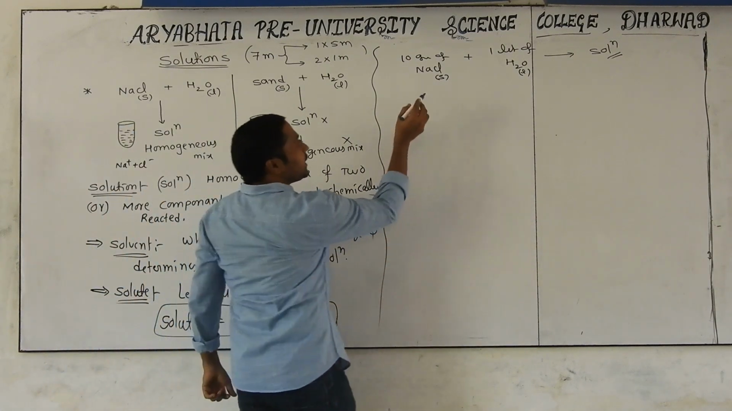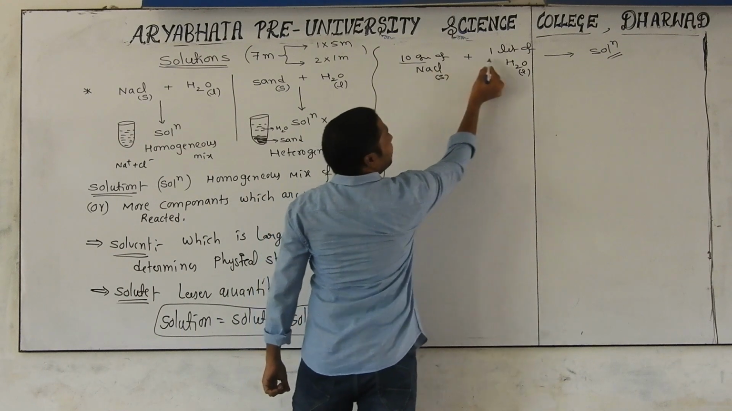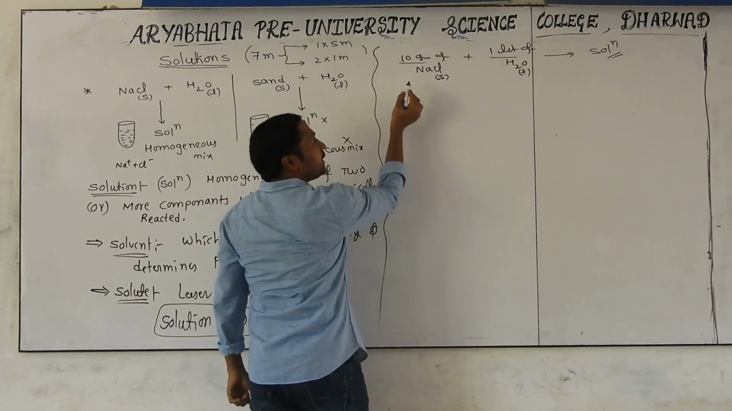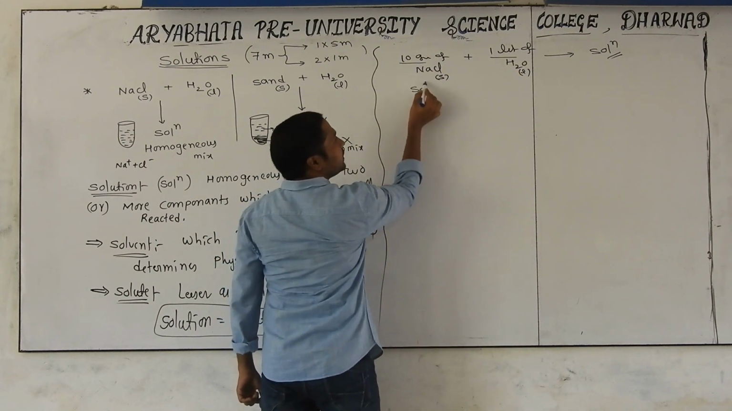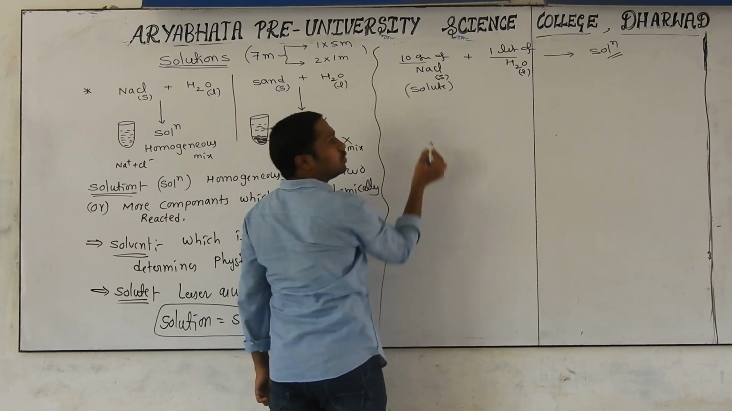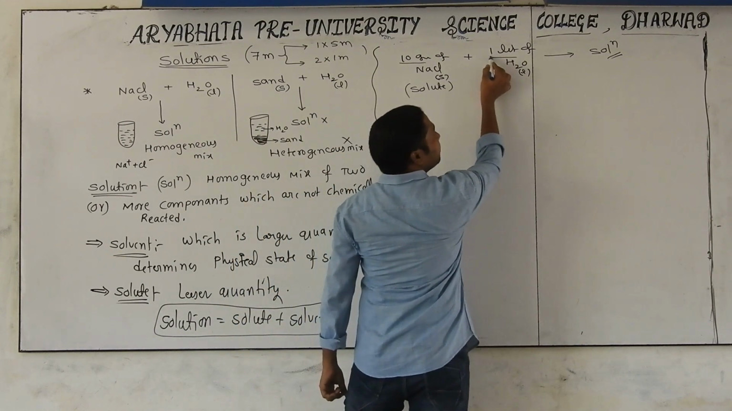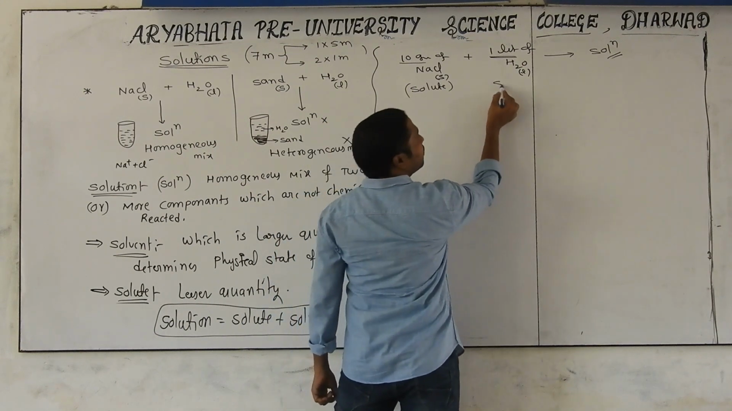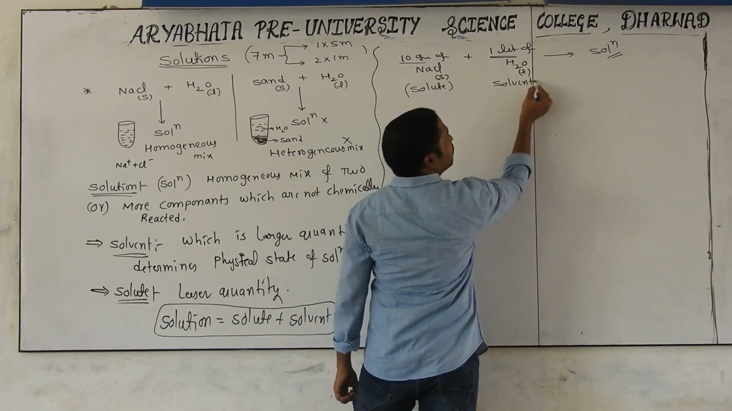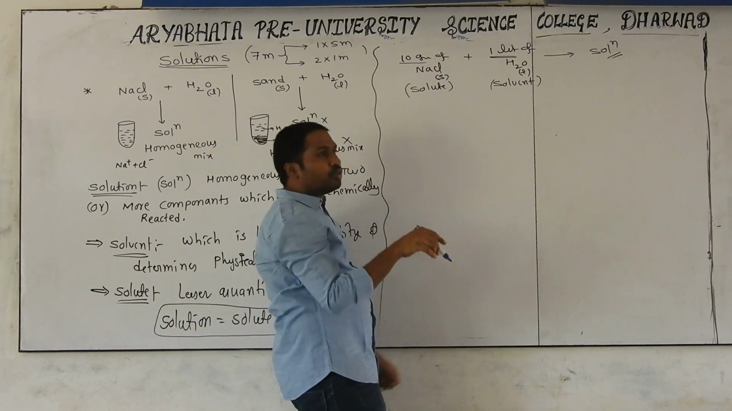So now you check it here, 10 grams and 1 liter, which is a lesser quantity, 10 grams. That's why NaCl should be considered as a solute, and water is relatively larger quantity. That's why we are calling that one a solvent. Now I am telling one more thing.